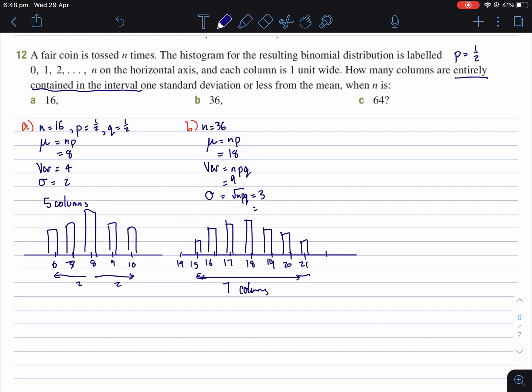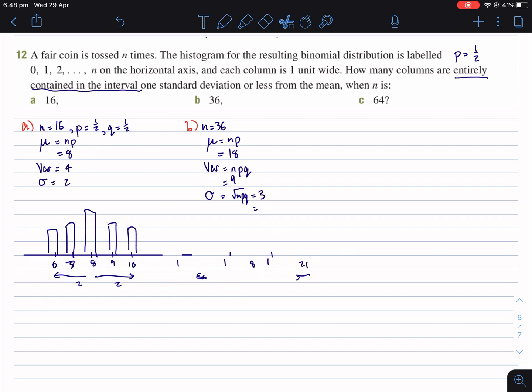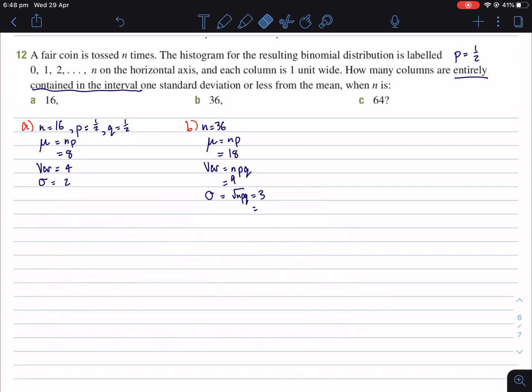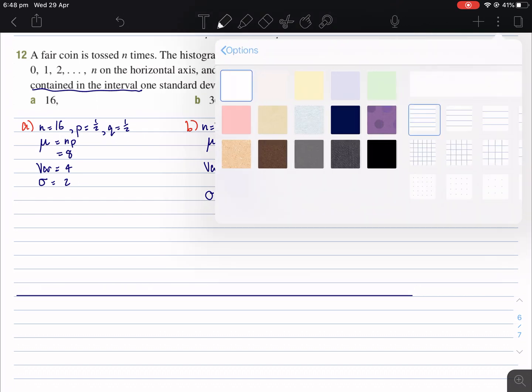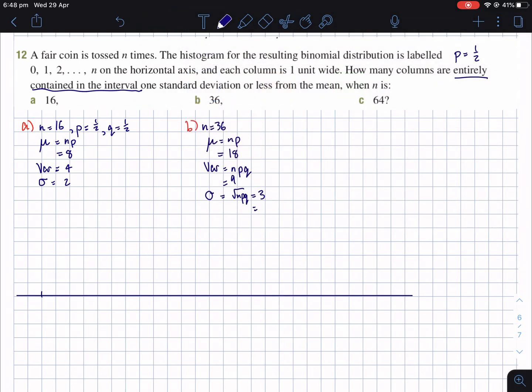Oh my gosh, no, I'm misinterpreting this question. The maths is fine. I'm just thinking of histograms wrong. Because if I do a histogram, and this is 0, 1, 2, 3, then I've got columns going from 0 to 1, 1 to 2, 2 to 3, yeah? So 4, 5, 6, 7, 8.